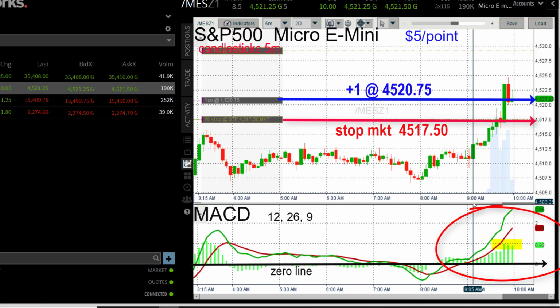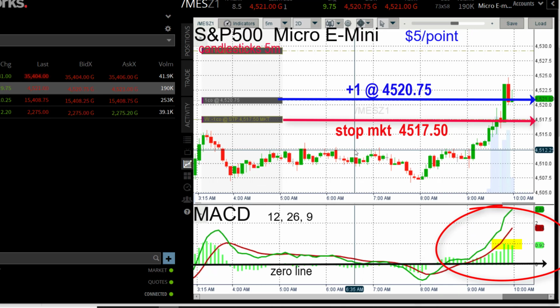I look down at the MACD in the bottom inside the red circle there. See those three green vertical bars leveling off? That's not a good sign for this trade. I want them to progressively get higher as the trade goes on. Isn't doing that. That's a sign. Now I have the genius of hindsight. That's a sign that the thing could be slowing down a little bit.